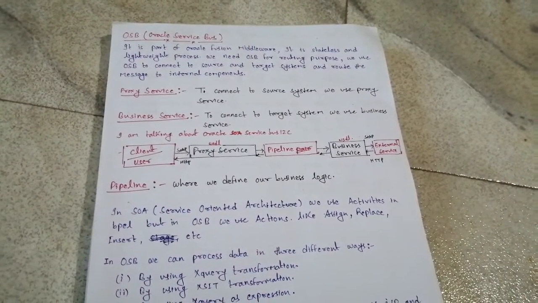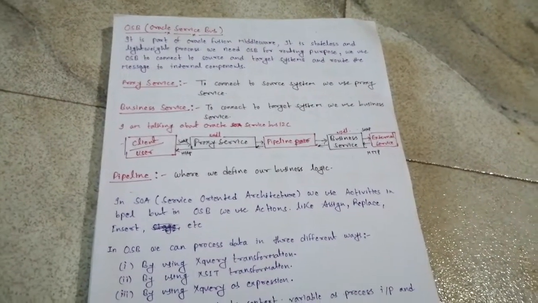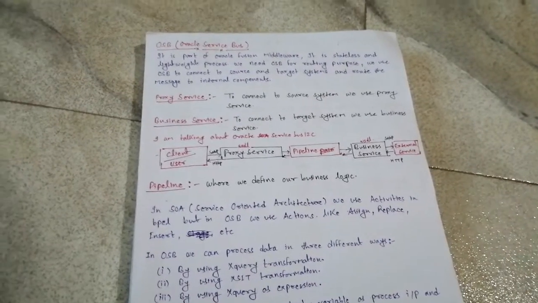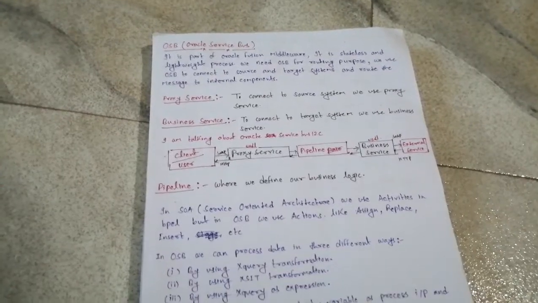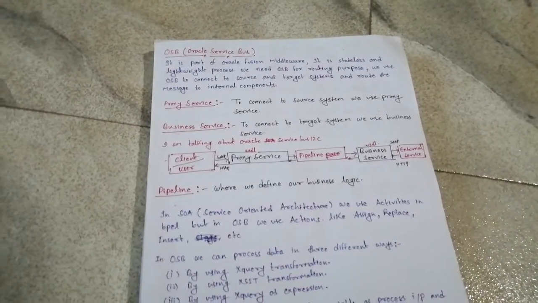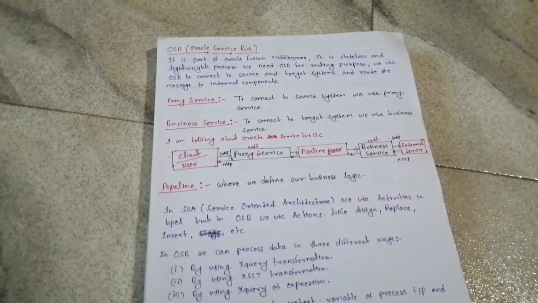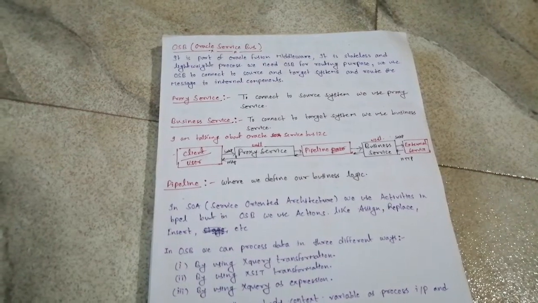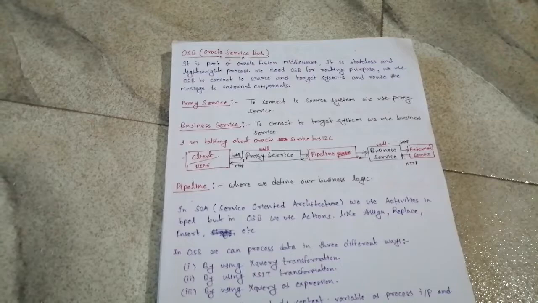I'm here to explain Oracle Service Bus. What is Oracle Service Bus? It is a part of Oracle Fusion Middleware. It is a stateless and lightweight process. We need OSB for routing purposes. We use OSB to connect to the source system and target system and route the message to the internal components.